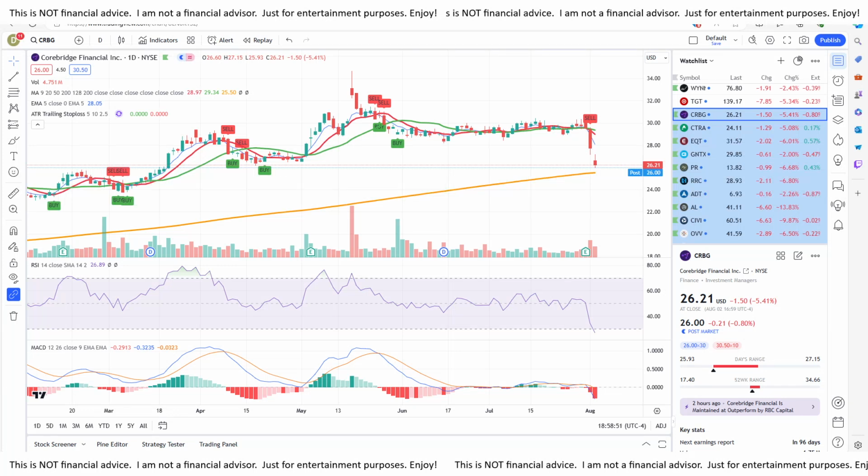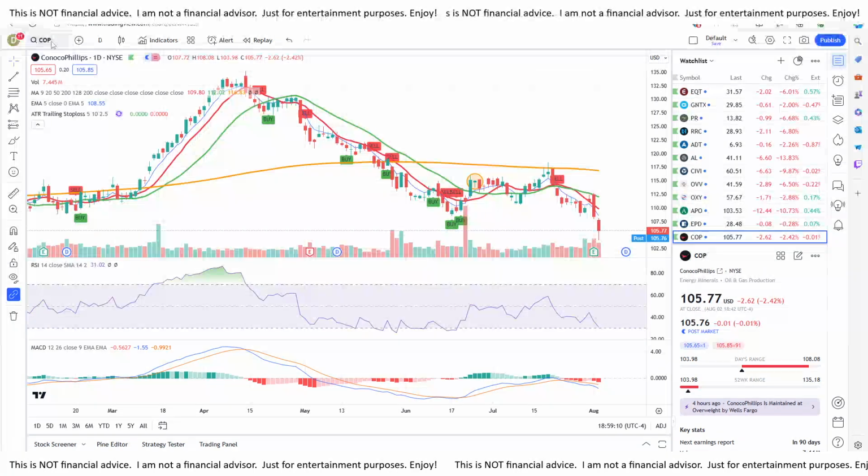I'll take you guys along with me if you want a little visual here. Looking at ConocoPhillips here. I don't have any PDT or anything like that. The account's big enough. So that's why I talk in percentages. It's relatable to everybody.